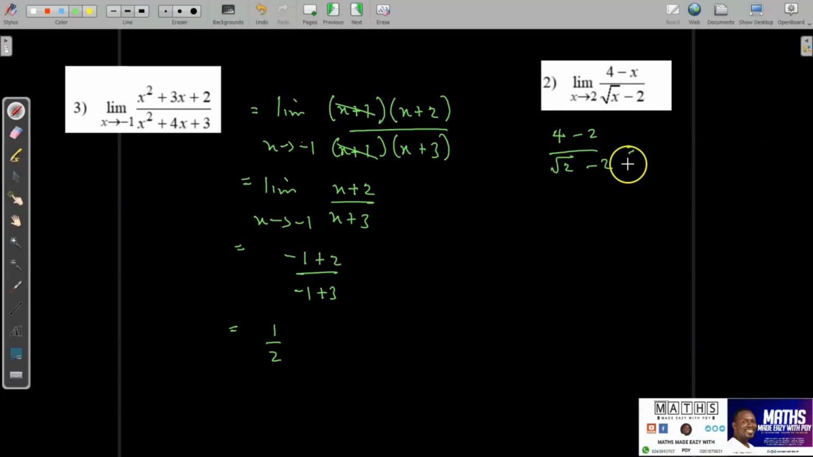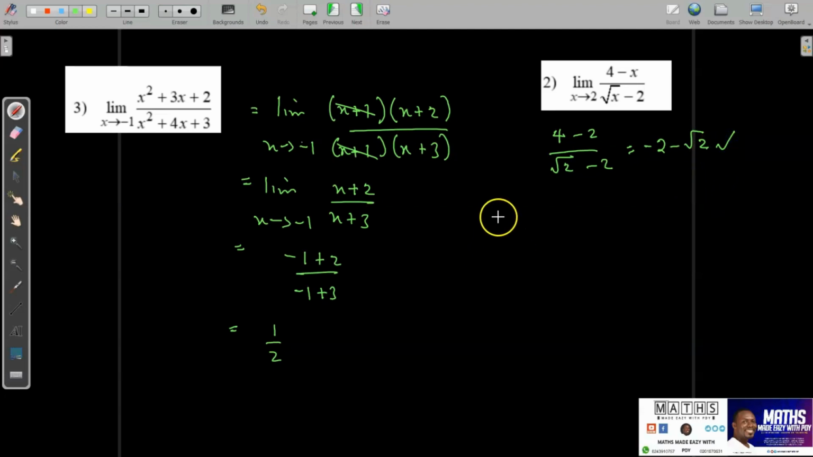What answer is it giving you? Negative 2 minus root 2, right? That's the answer you had, isn't it? So in this case, you have gotten an answer.